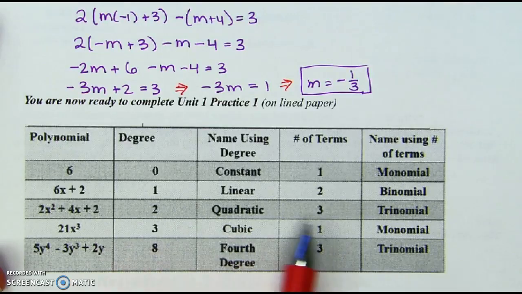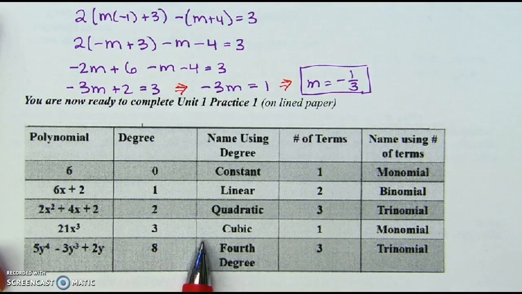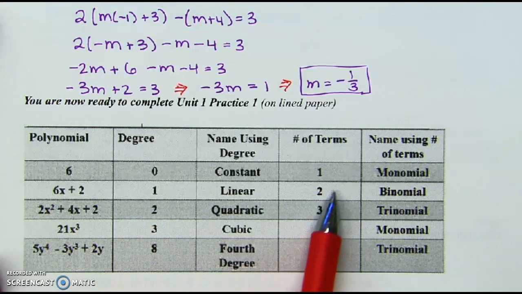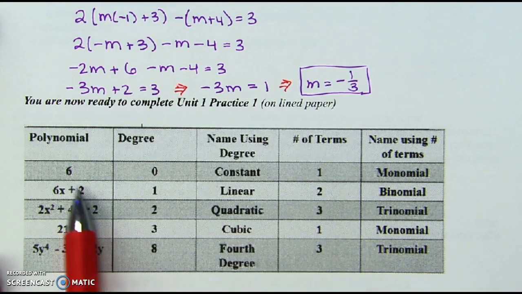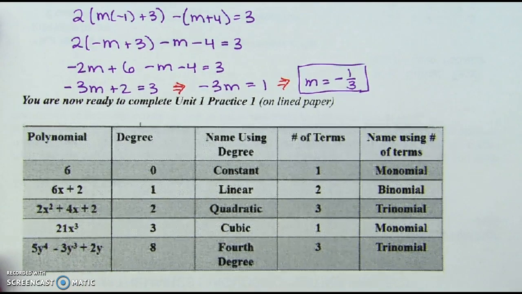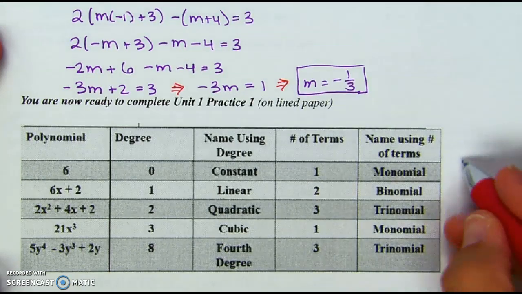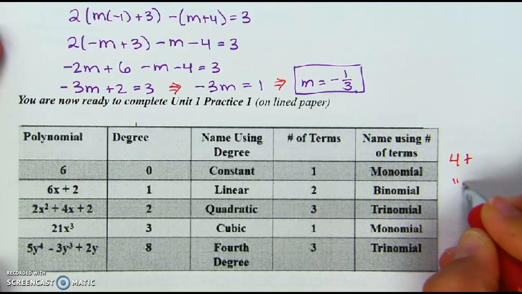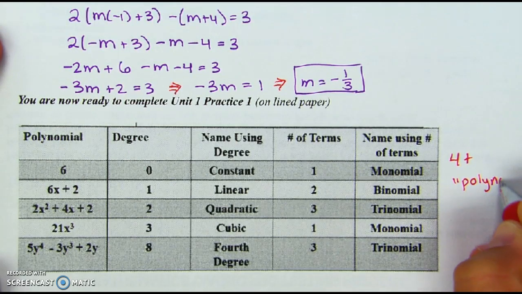I hope you've seen this in Math 3, but you need to know the names of your polynomials. Okay, the most popular one is the quadratic trinomial. So a monomial means 1 term, binomial means 2 terms, trinomial means there's 3 of them. Okay, what if there's more than 3? So if there's 4 or more, then you just use the word polynomial.